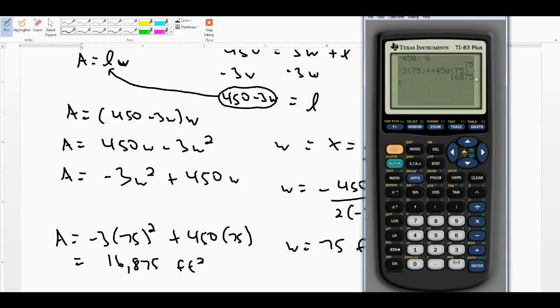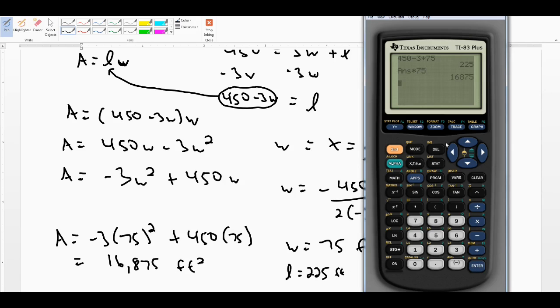Let me show you another way to look at it. I could take that W and substitute it in here to find my length. So 450 minus 3 times 75. That gives us the length of 225. Now that I have the length and I have my width, which I write down, I can just times that by 75. We get the same thing.